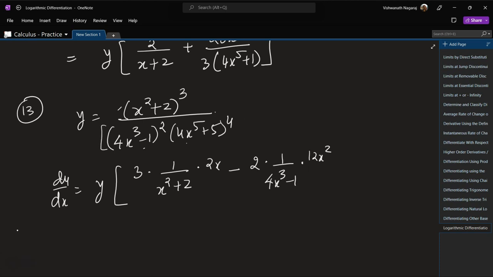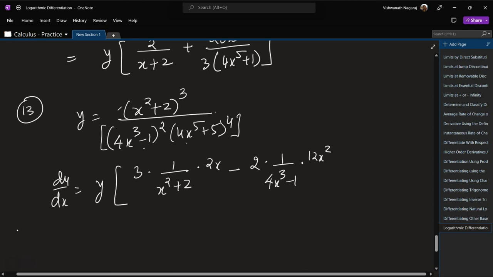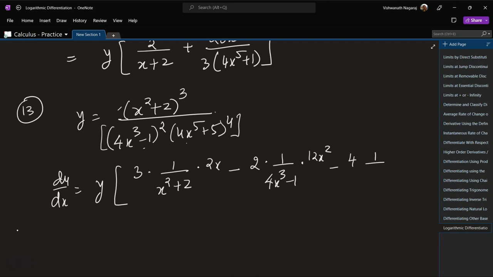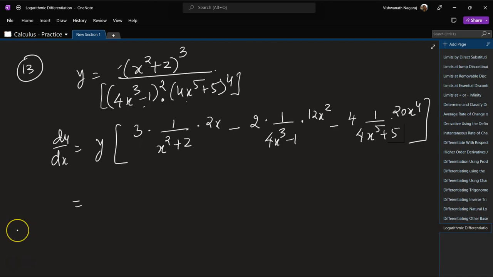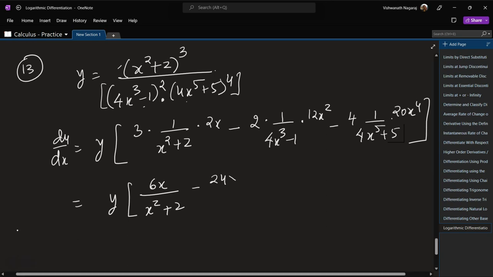And there is a minus going to be there because of the division, and here it will be a plus when we do it. So that minus into plus will become minus, and this will be 4 times 1 by 4x of 5 plus 5 times 20x to the power of 4. So now let's simplify this. y times 6x by x square plus 2 minus 12 to 24 x square by 4x cube minus 1 minus 80x4 by 4x5 plus, that is the derivative.